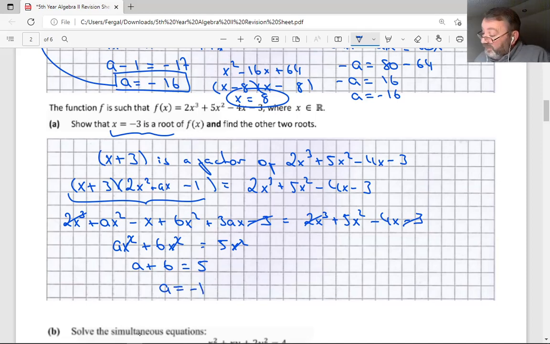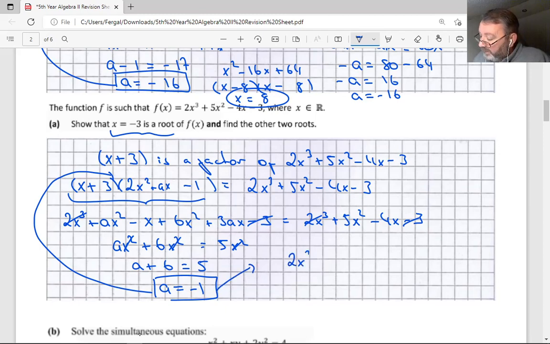Okay, and this is going to give you the same thing. If you were to use the x's, you get exactly the same thing. It doesn't matter whether you use the x squareds or the x's, they'll give you the same value for a. a is equal to minus 1, which means now I bring it back up here to this quadratic, and that's going to give me 2x squared minus x minus 1.